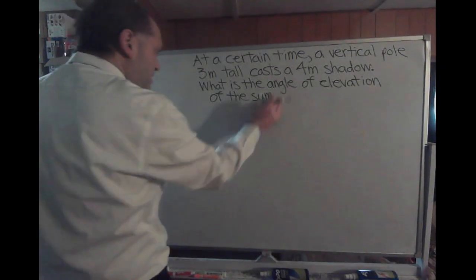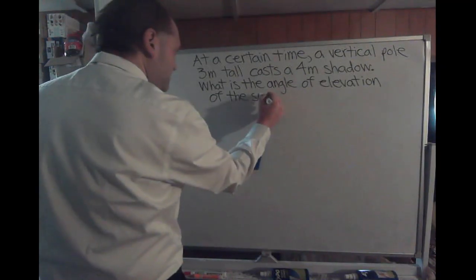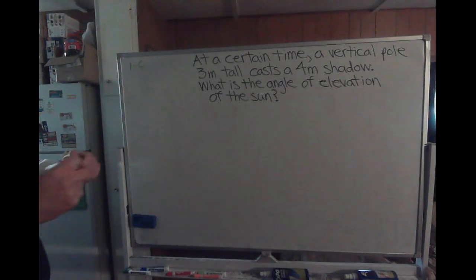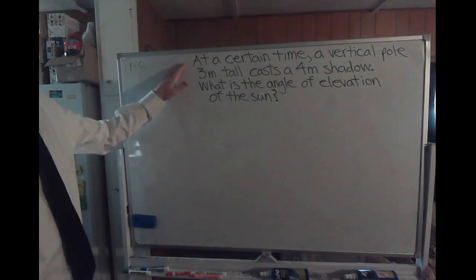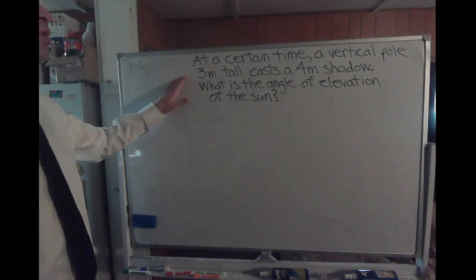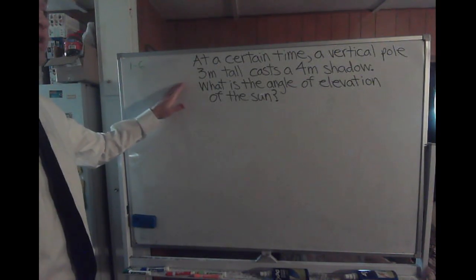Whoops, not the sum. The sum's not in the sky. The sun is. Alright. At a certain time, a vertical pole 3 meters tall casts a 4 meter shadow. What is the angle of elevation of the sun?